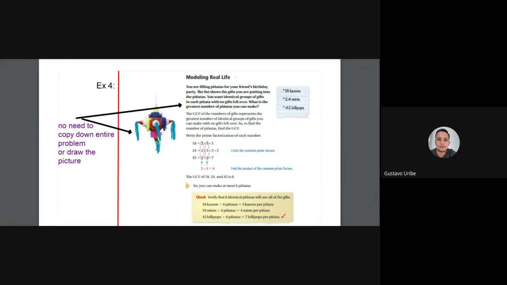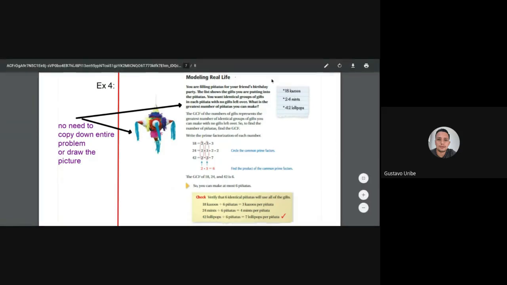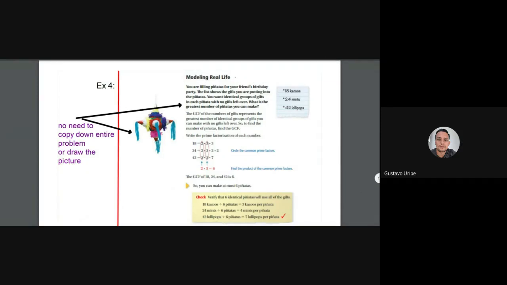And lastly, I have a modeling real life problem. It says you are filling piñatas for your friend's birthday party. The list shows the gifts you are putting into the piñatas. You want identical groups of gifts in each piñata with no gifts left over. What is the greatest number of piñatas you can make? So you have these candies. Essentially, we want to find the greatest common factor of these 3 numbers to see how many you can make at most.